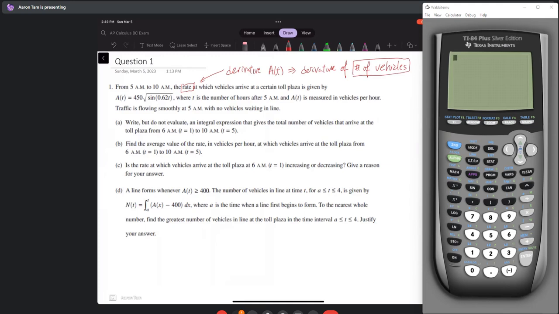Part A: write but do not evaluate an integral expression that gives the total number of vehicles that arrive at the toll plaza from 6 a.m. to 10 a.m. So this is a very classic fundamental theorem of calculus problem because you're given the derivative of the function for number of vehicles and you are now looking for a total number of vehicles.